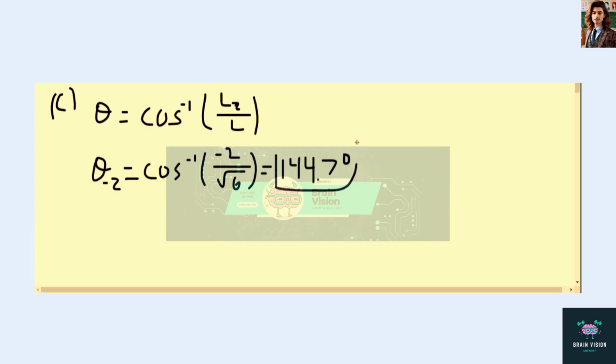Next, we're going to replace L sub z equal to negative 2 with it being equal to negative 1. So we can maybe call this theta negative 1. So we take the inverse cosine of negative 1 divided by square root of 6. This comes out to be 114.1 degrees.